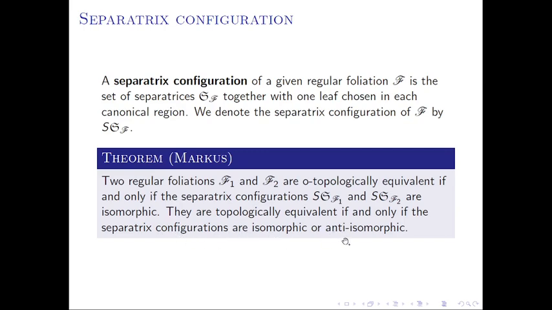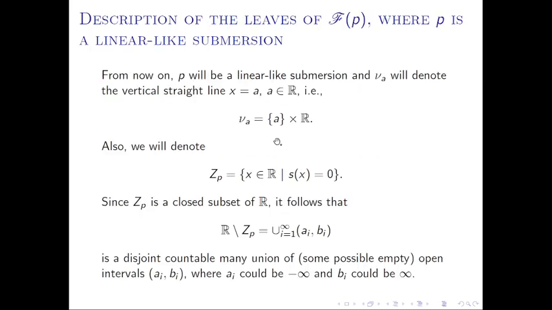The description of the regular foliation given by a linear-like submersion P is as follows. From now on, VA will denote the vertical straight line x equals A, where A is a real value, and ZP the set of zeros of S. So the complementary set of ZP in R is a disjoint countable union of open intervals (AI, BI).